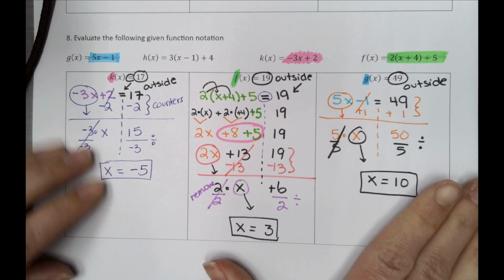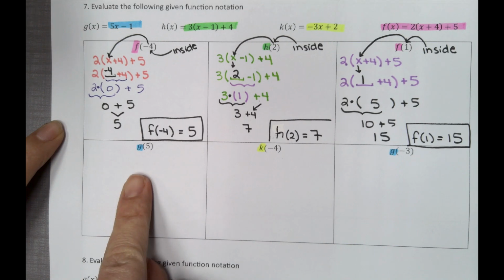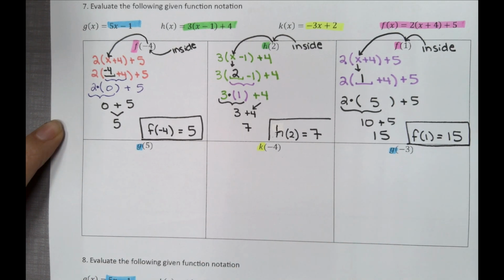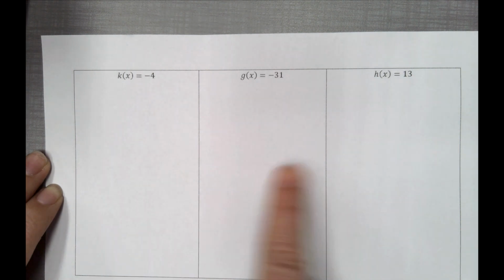All right, so right now you have to get these done here, which are 7, G, K, and G on this one. And for question number 8, I do want you to complete K, G, and H here on the very last page.